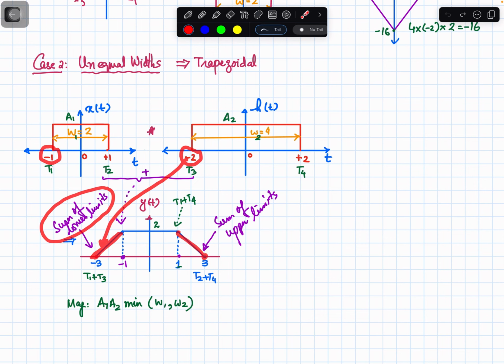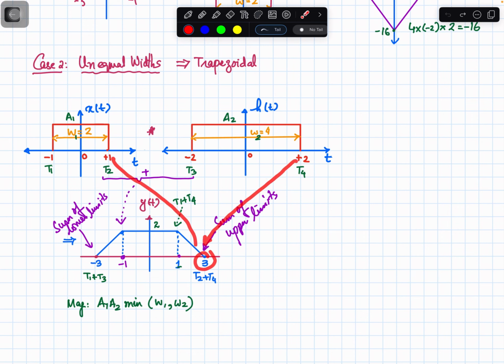And where will it be ending? The end point, the upper limit, will be the sum of the upper limits of the two individual rectangular pulses. Over here it is plus 1 and plus 2, their sum is equal to 3, so that you can see over here. So, the sum of the upper limits of the two functions will define the upper limit of the trapezoidal function. So, we have worked out this one, we have worked out this one. Now, how to work out this point and this point, from where your trapezoidal function will be changing its shape.